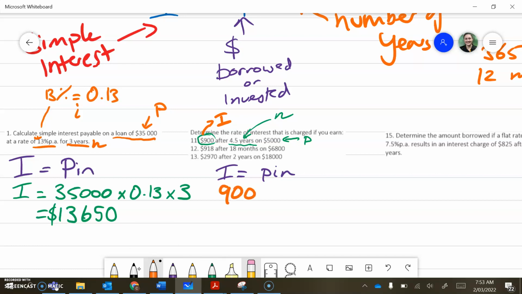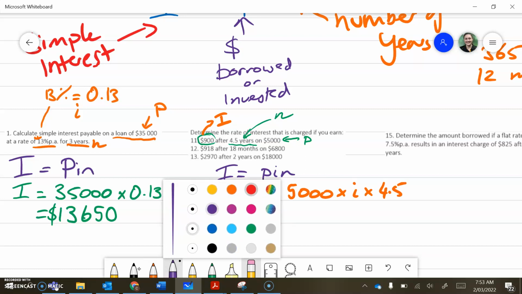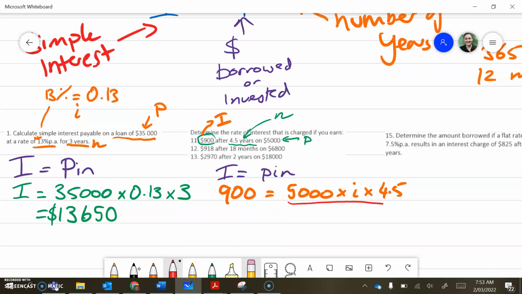So I substitute this information into my formula. I've got 900 equals 5,000 times, we don't know R, times 4.5. We then have a look and say, what do I need to do in order to move the 5,000 and 4.5 to the other side? Well, we have to divide. So you need to divide by 5,000 times 4.5.